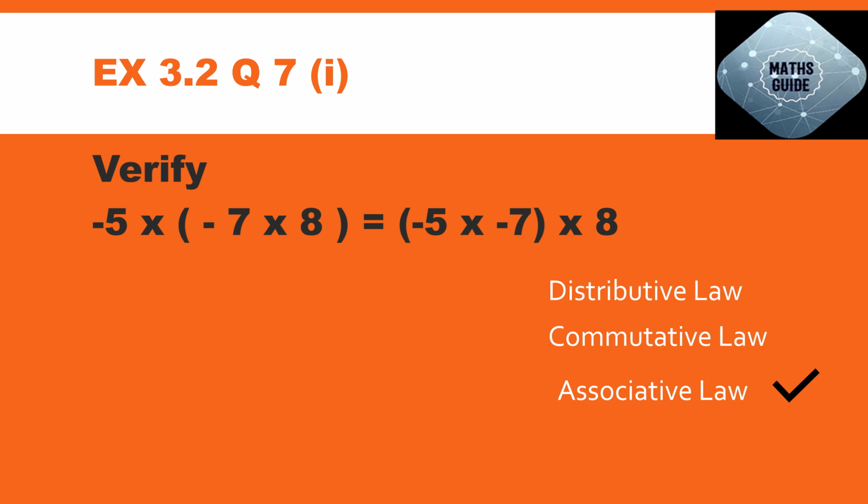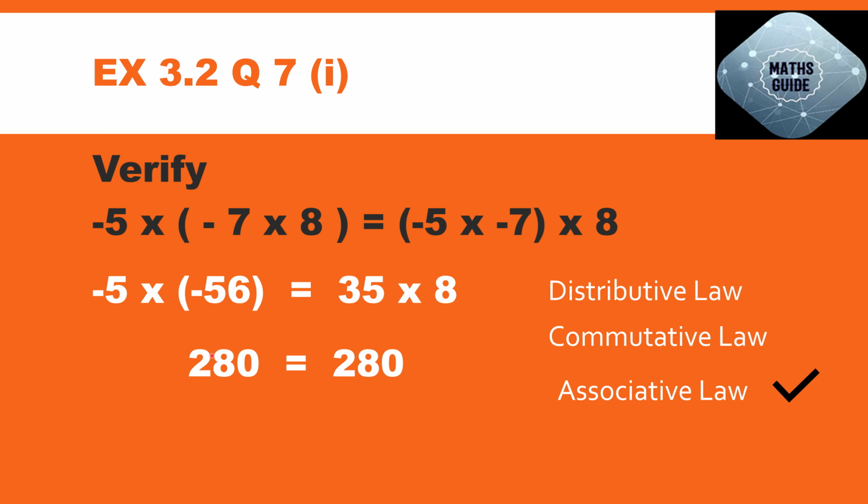Associative law of multiplication. Here we have to verify whether left hand side is equal to right hand side or not. So let's start. On the left hand side, we will multiply the bracket first, and we get negative 56. And on the right hand side, when we multiply these two like integers, we get positive 35. We will multiply it by 8. Again we have both negative integers, so our answer is positive, and here again our answer is positive, so I have proved that left hand side is equal to right hand side.